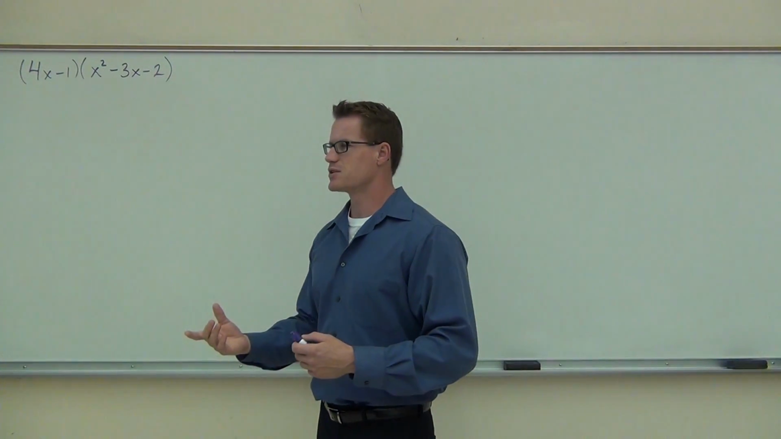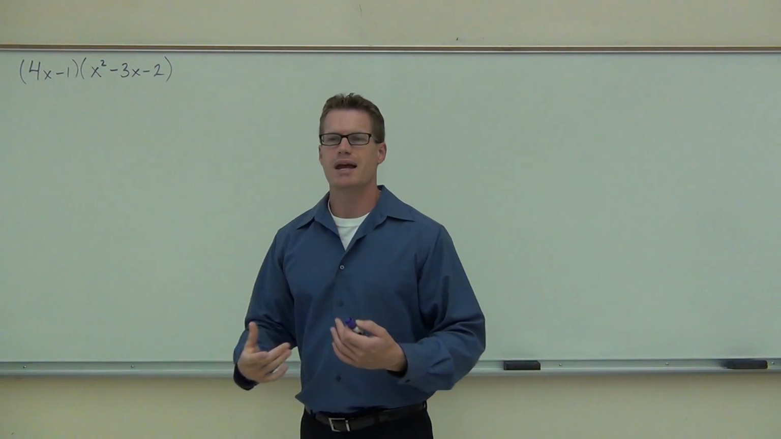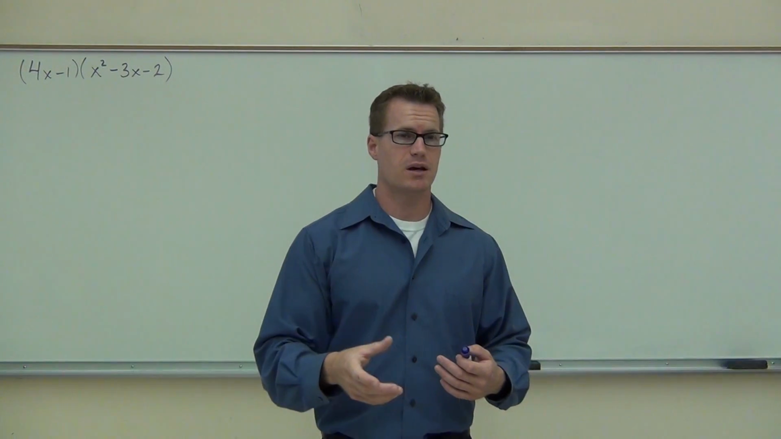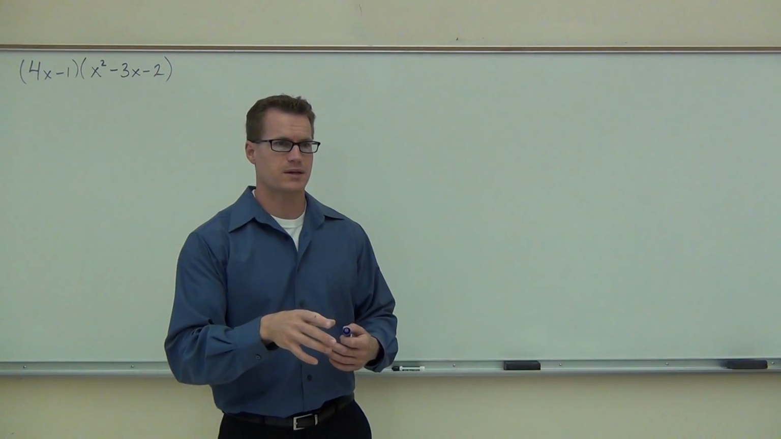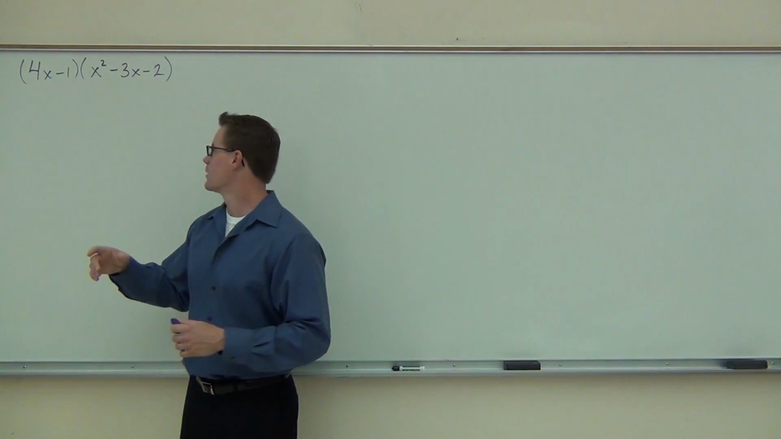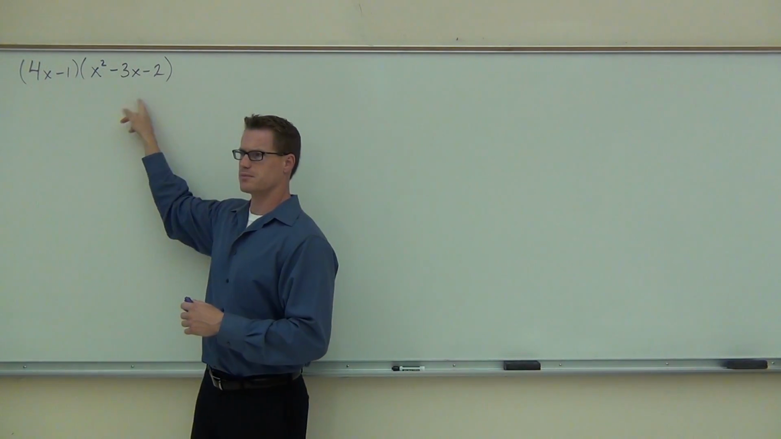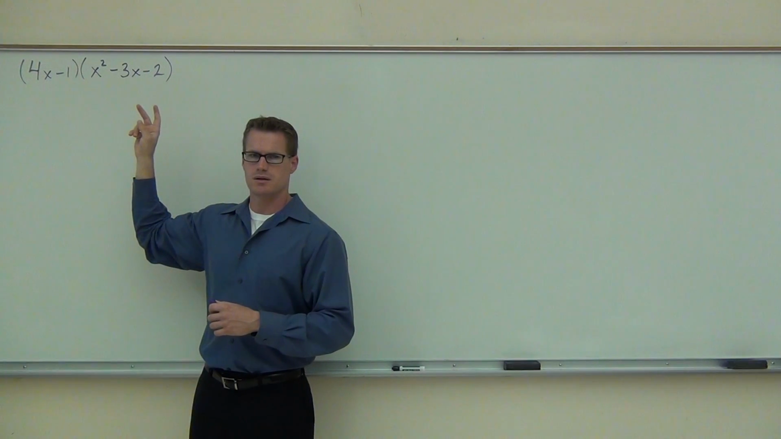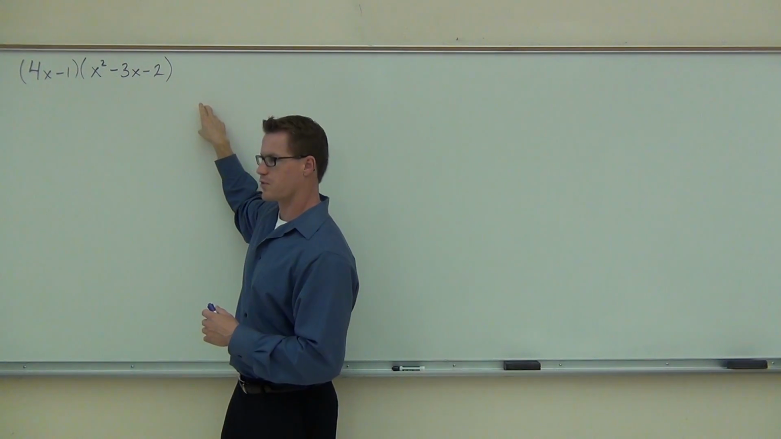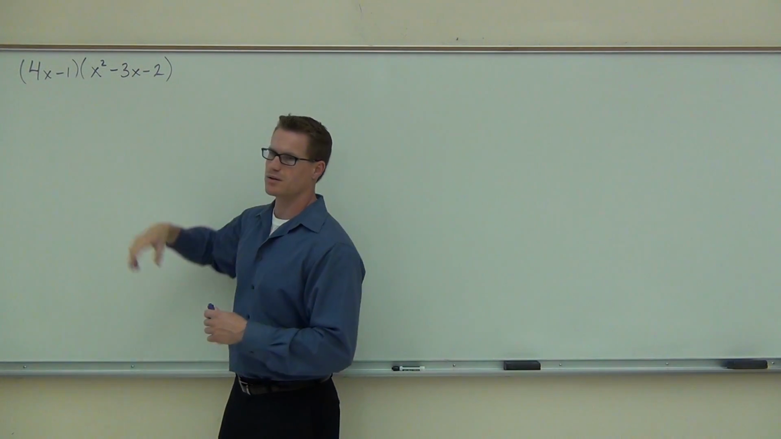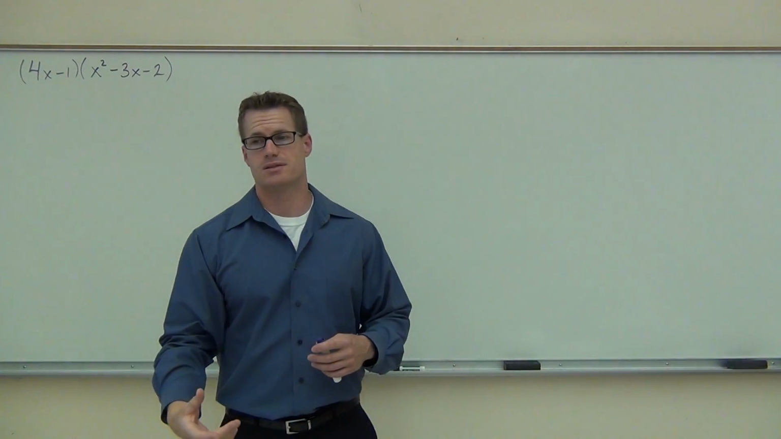Also, I don't know if I mentioned this to you or not, there's an easy way to see how many terms you're going to end up with before you combine like terms. And here's how it works. How many terms are in this first polynomial? How many are in the second? What's 2 times 3? 6. We're going to get 6 terms before we combine like terms. And that's kind of a double check to see if you have this thing right.